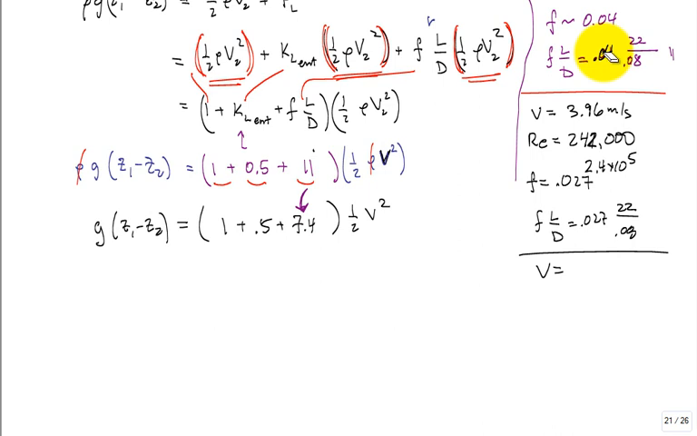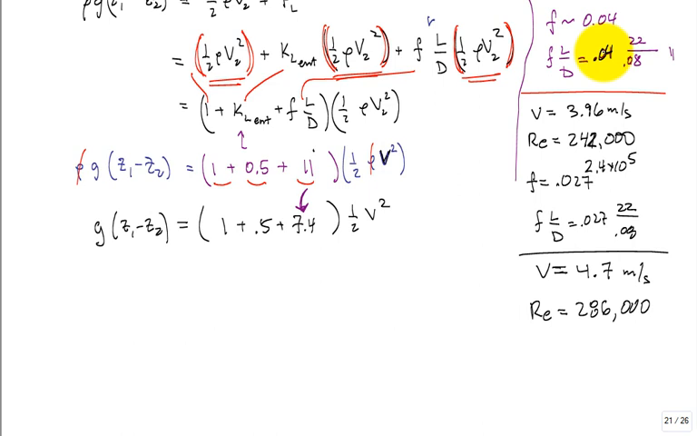Is it already over 4 for the velocity? It's probably going to be over 4, isn't it? 4.7 meters per second. Guess what you do? Get a new Reynolds number. It's going to be greater than 242,000. And we're really refining it. We're coming in on it, okay? What do you get for a new Reynolds number? 286,000.